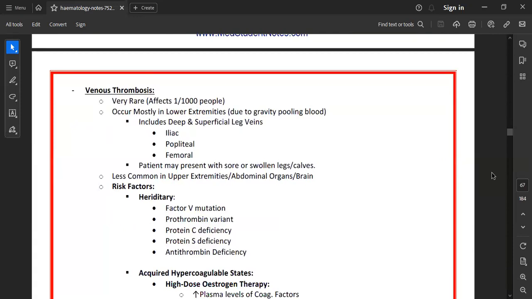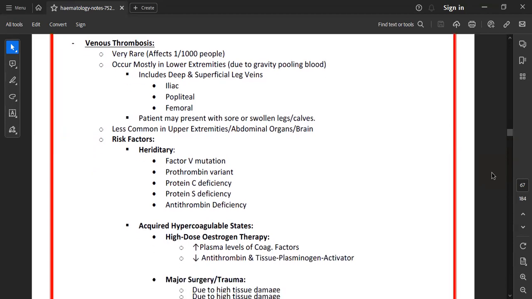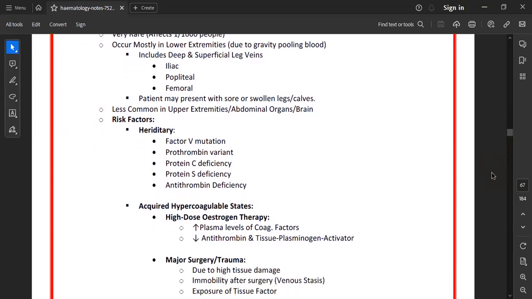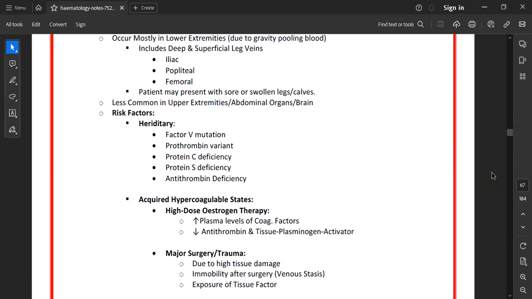We talked about venous thrombosis, mostly occurs in the lower extremities due to gravity pooling of blood. So you know, movement enables blood flow in veins due to muscular contraction. So if you're not really moving a lot, your blood is not going to get back to the heart quite easily. So you can get such conditions as DVT. So hereditary risk factors include factor 5 mutation, prothrombin variants, protein C and S deficiencies, antithrombin deficiencies.